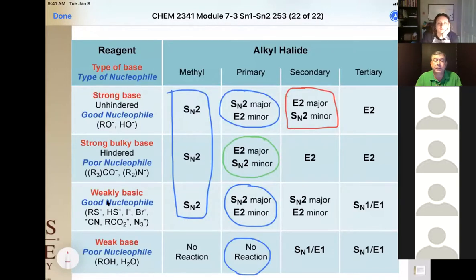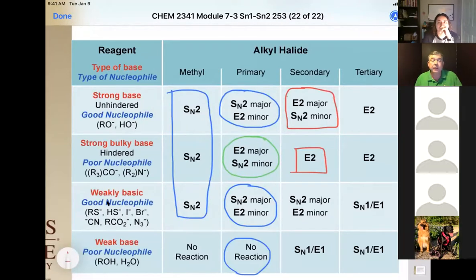So your elimination product. Notice when you have the big bulky base here, you only have E2, okay? It's too big, and the substrate is secondary. It's too big to get a substitution product, so it can't work. All right, but if we have a good nucleophile, it's not gonna beta eliminate. Your E2 product is gonna be your minor product because it's acting as a nucleophile first and acting as a weak base second. So our primary is gonna be our SN2 product.